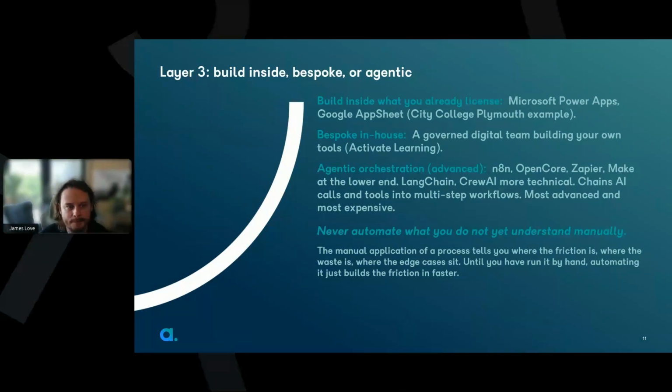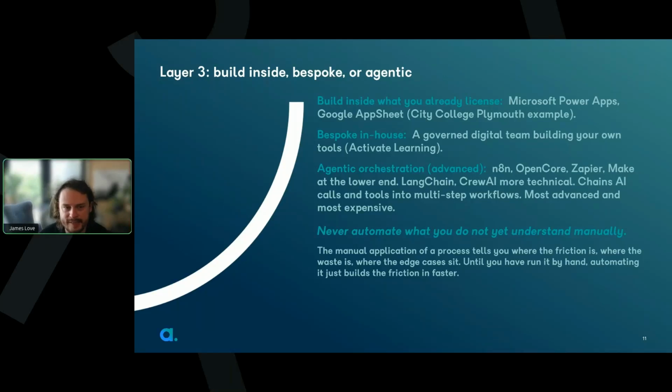Secondly, bespoke in-house builds. Activate Learning in the UK FE space has a digital education team building AI tools internally. That works when the use case is unique enough, the capability is there, and the build is governed by a central team rather than left to whoever's free. That's very exciting and very interesting, but again, it requires an understanding of the tools that you're going to be using and a really deep understanding of the excellence that you're aiming towards.